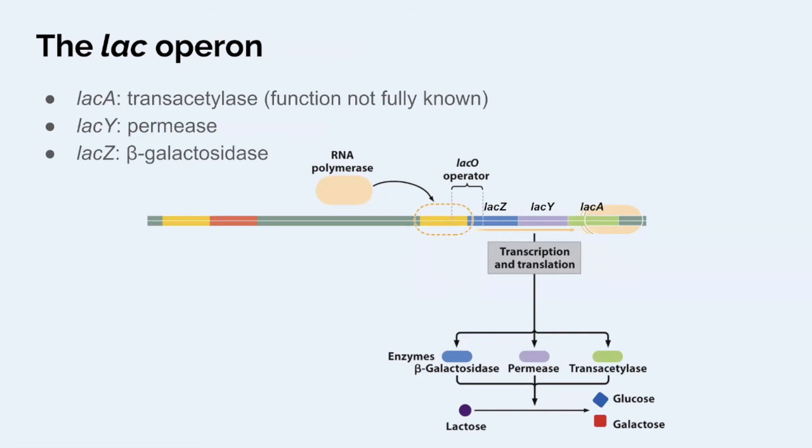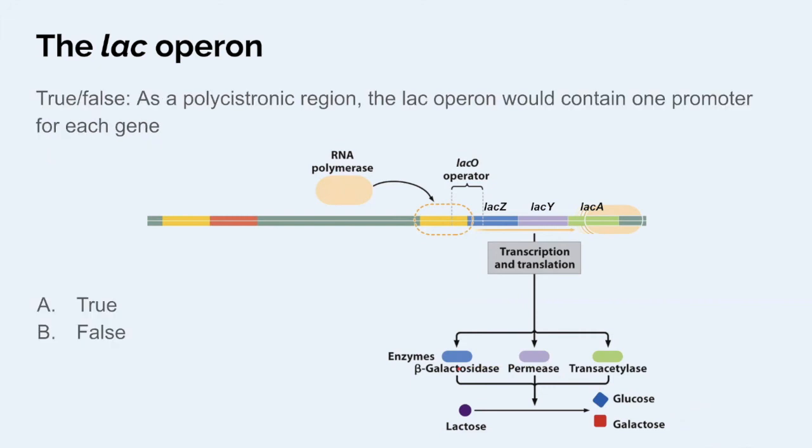All right, so as I mentioned here, LAC-A, LAC-Y, LAC-Z. Turns out this transacetylase, at least from what I've looked up, I couldn't find out what it actually does. Kind of interesting, but we talked about the permease and the beta-galactosidase already. All of them are involved in lactose digestion. All right, we kind of talked about this, but just in case you were fast forwarding during that portion, if this then is a polycistronic operon, one promoter for each gene, well, you can just judge by the illustration here. This is one promoter, and that one promoter covers all 3 genes. So each gene doesn't have its own promoter.